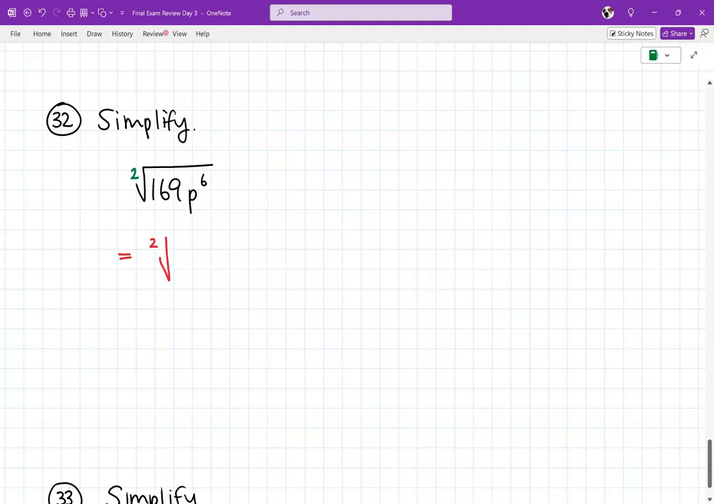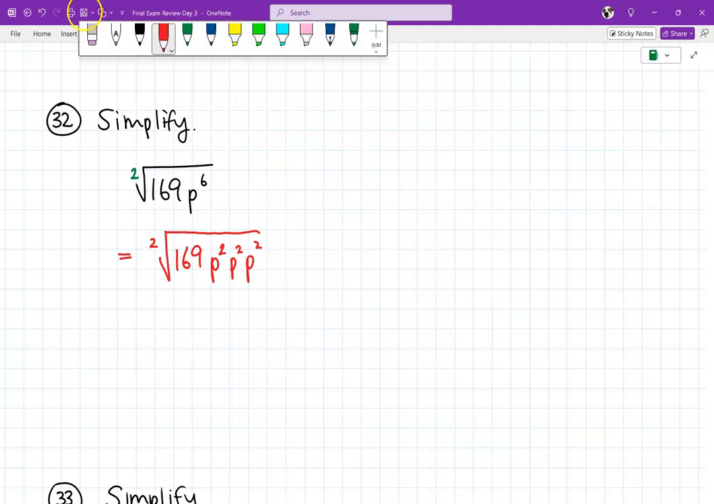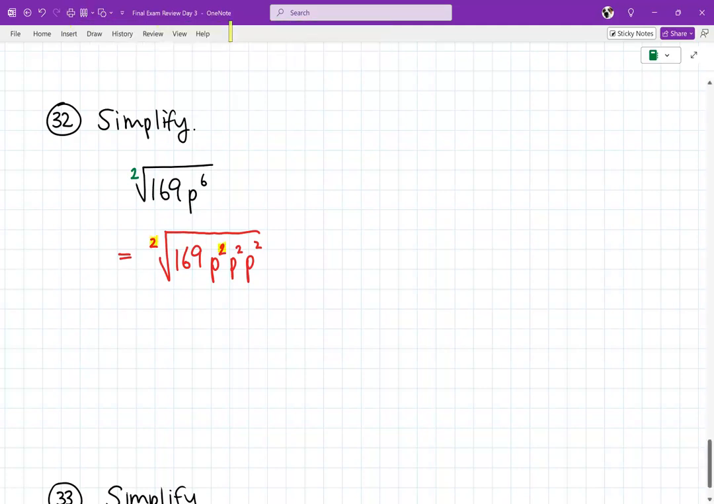We did square root of 169. Then we put p squared, p squared, p squared. That's p to the sixth, right? 2 plus 2 plus 2. This is 6 total powers. But now, since the index matches those powers, I can take out each individual letter. So in other words, this matches here with these, okay?